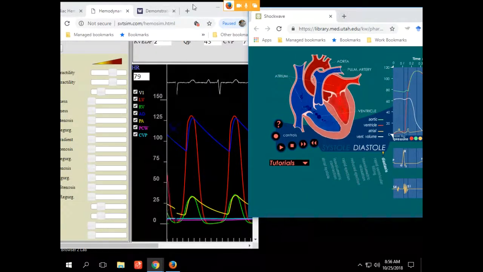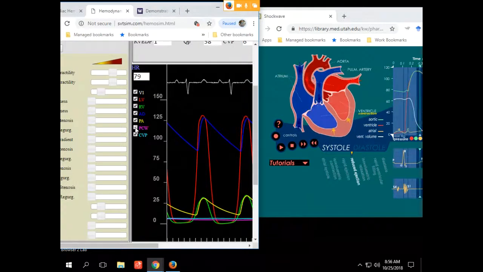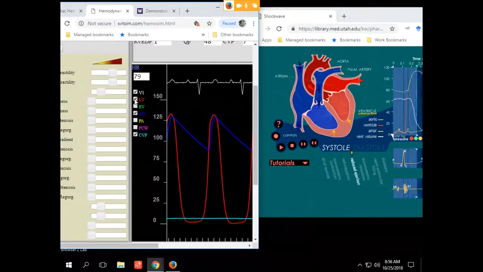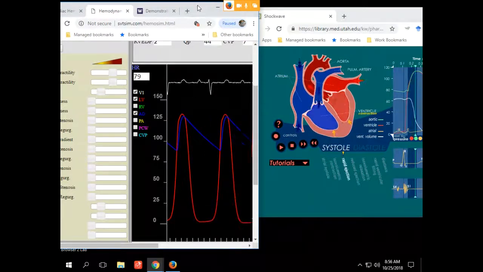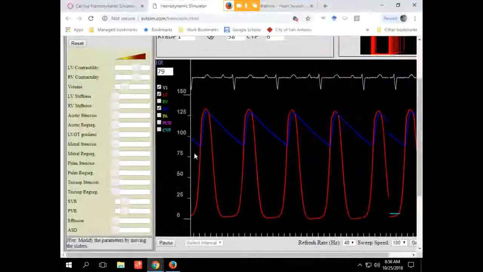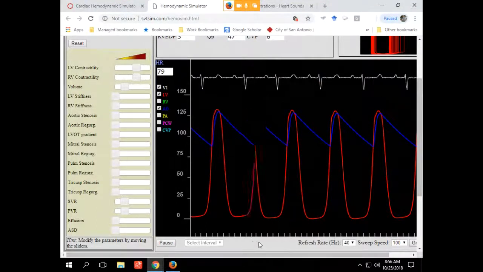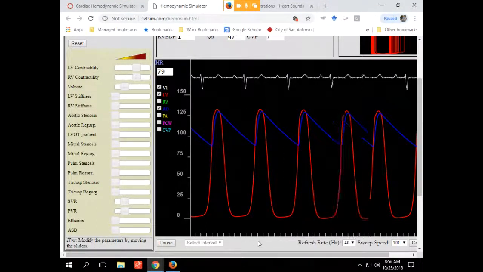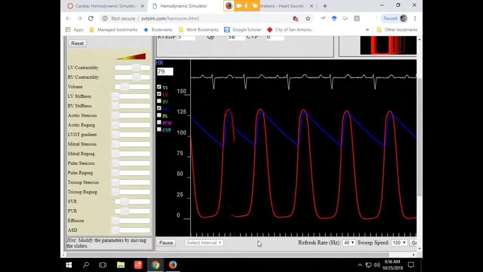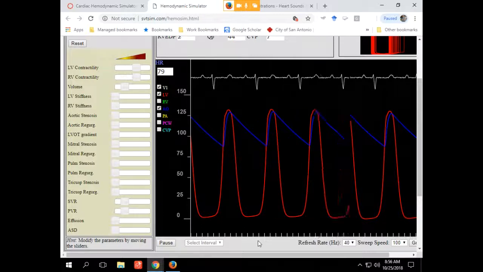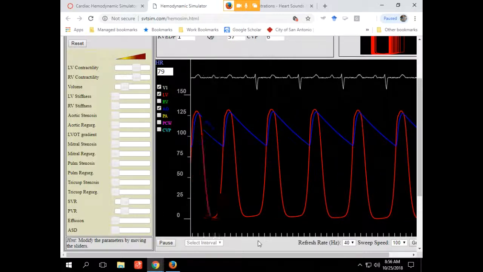Let's take a look. All right, so let's get rid of all this other crud. So we have our ventricle and our AO, right? So this is kind of our pressures together, right? So when does that valve open? Where the red and the blue meet.